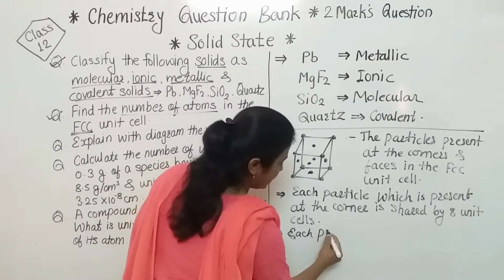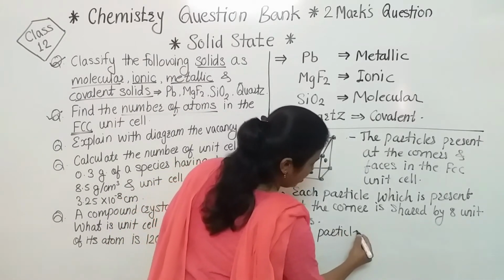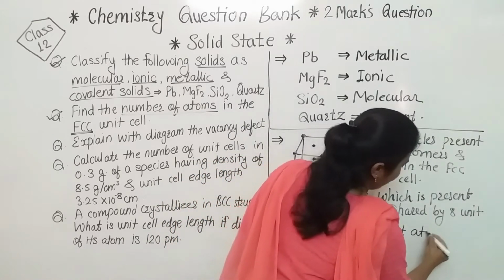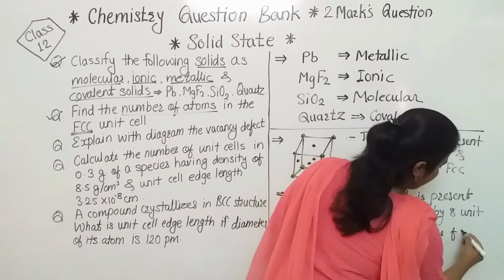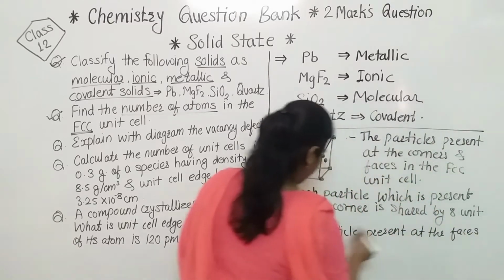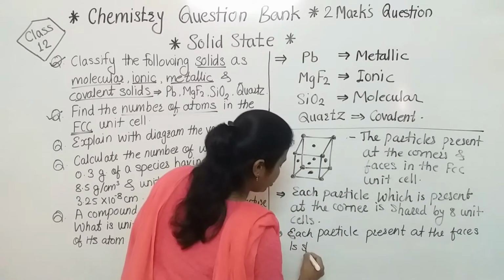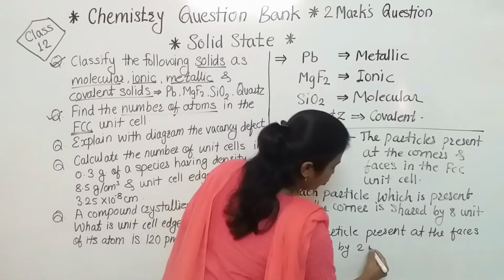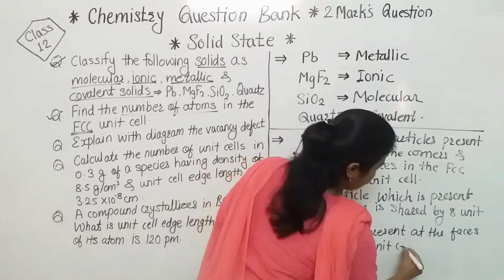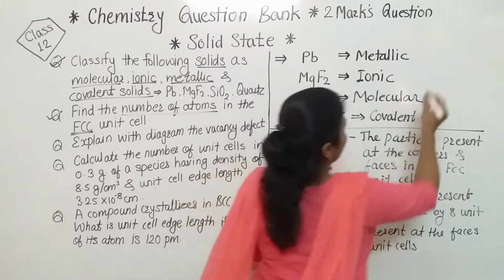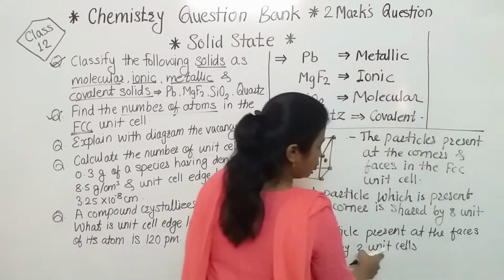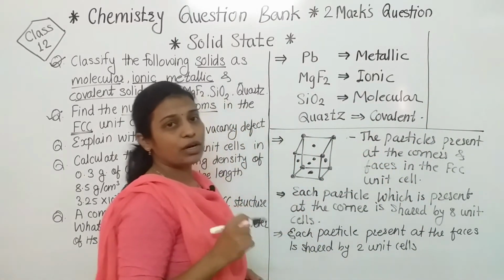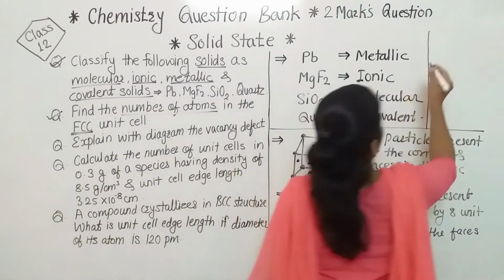Each particle present at the faces is shared by 2 unit cells. So ऐसे करके हम यहाँ पे कैलकुलेट करते हैं, इसका जो आधा अधूरा आंसर है वो यहाँ पे कंप्लीट करते हैं. तो यहाँ पे हम कैसे कैलकुलेट करेंगे टोटल नंबर ऑफ पार्टिकल्स और एटम्स.